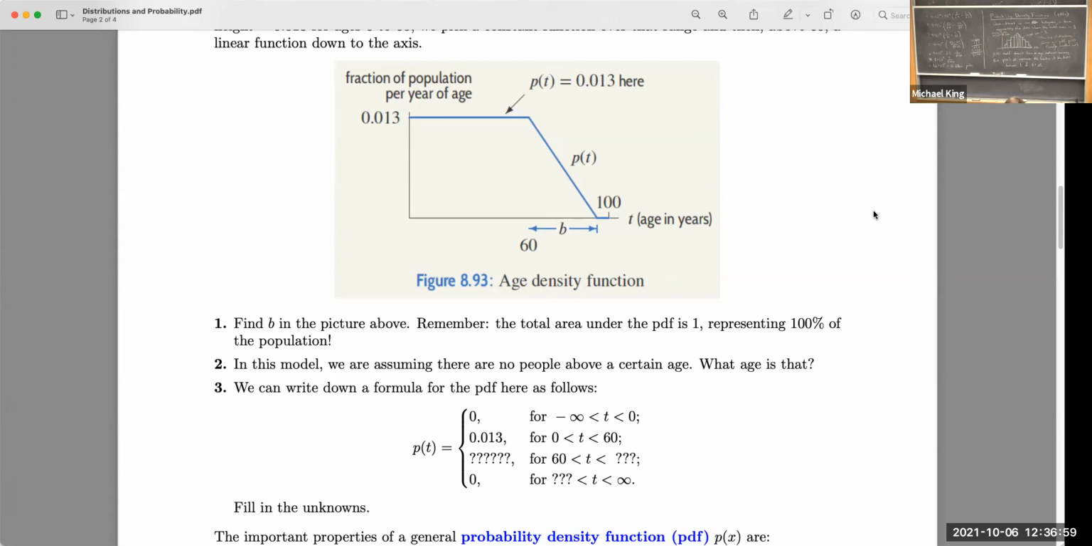It's horizontal from 0 to 60. And then at 60, it starts going down and it hits the axis at 60 plus b. Yeah, you're right, this is a good point. You should think that there's kind of a vertical line from this point down to here, and that's 60. So you could break this up into a rectangle and a triangle, basically. So you should be able to figure out what b is.